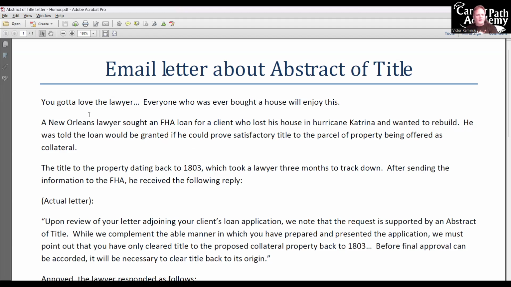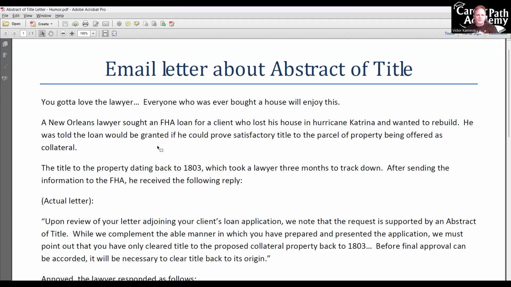Okay, so it says you got to love this lawyer. Everyone who's ever bought a house will enjoy this. A New Orleans lawyer sought an FHA loan for a client who lost his house in Hurricane Katrina and he wanted to rebuild.